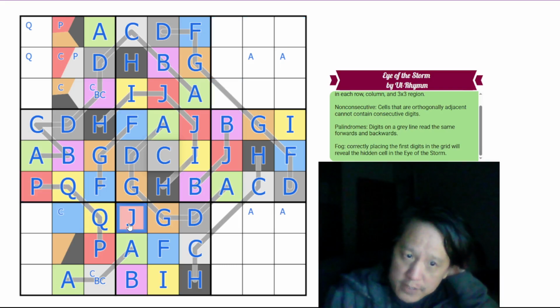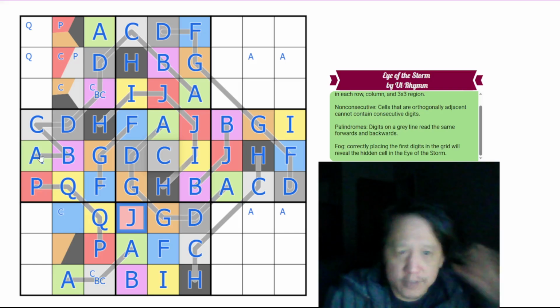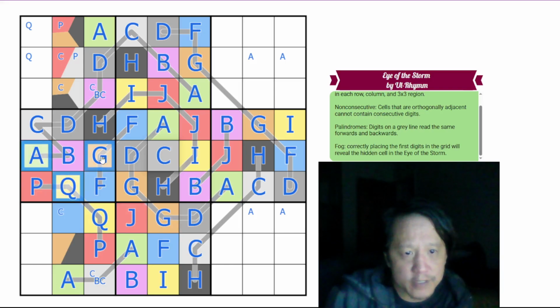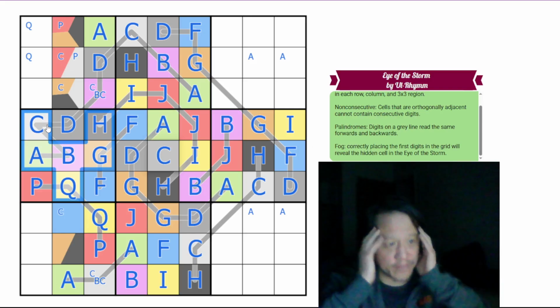Red, what is red consecutive with? Red has A and Q. It has G. It has B. It has H. It does not have F. And C or D. It does have C. So then D has to be the one it can't be next to. So far, this is looking all fine.